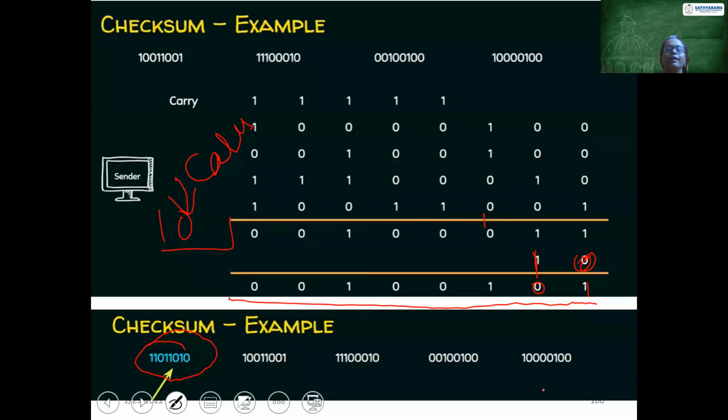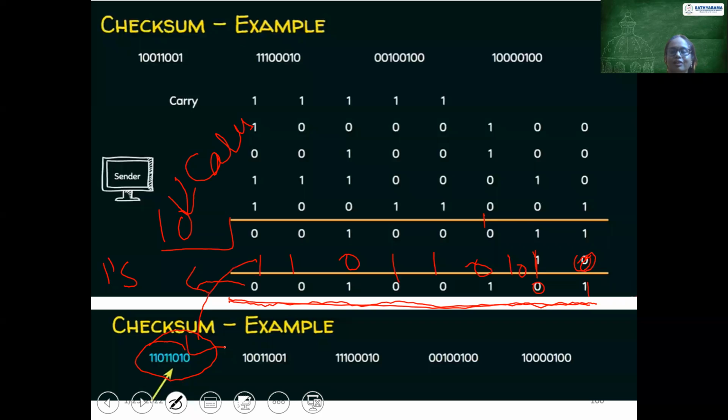Okay, ma'am. Now, this is my checksum. But what is the next procedure? Can anyone remember? Complement it, ma'am. Complement it. Yeah, very good. One's complement. So what is the one's complement of this? I have to take the one's complement. What is the one's complement? 1, 1, 0, 1, 1, 0, 1, 0. That is only added here.